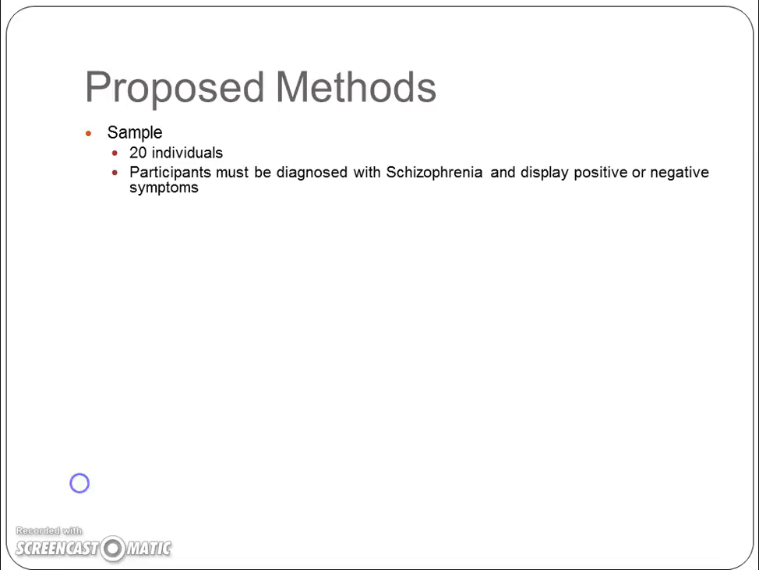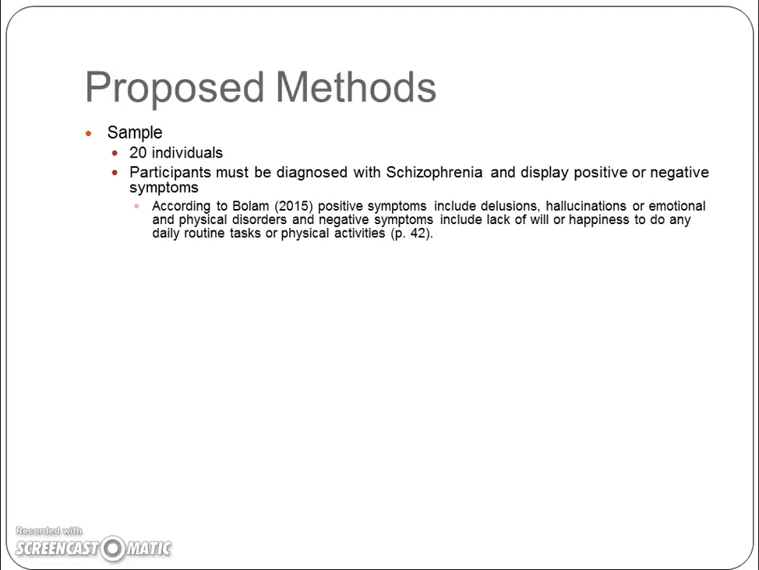Our sample includes 20 individuals. The qualification of the participants include both male and female with different ethnicities, and they must be diagnosed with schizophrenia and display positive or negative symptoms. According to Bolem, positive symptoms include delusions, hallucinations, or emotional and physical disorders, and negative symptoms include lack of will or happiness to do any daily routine task or physical activities.